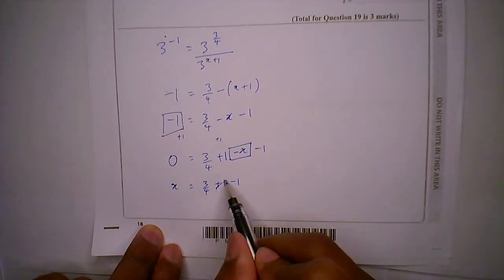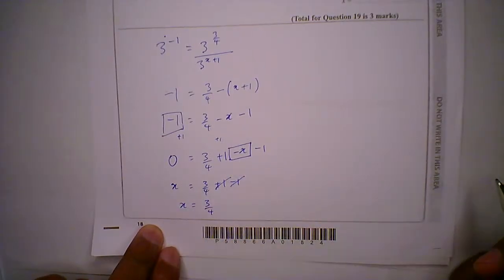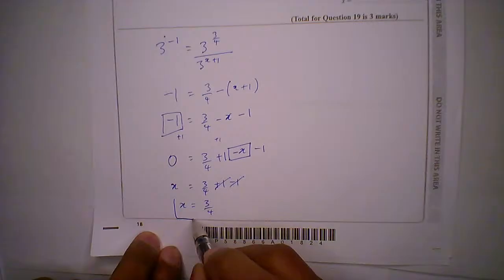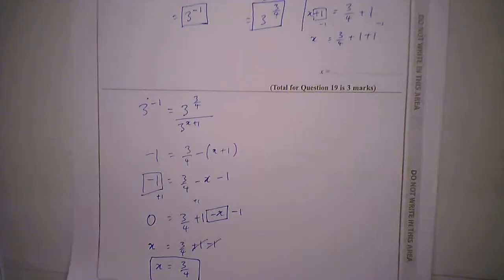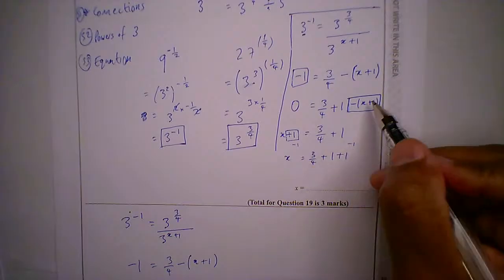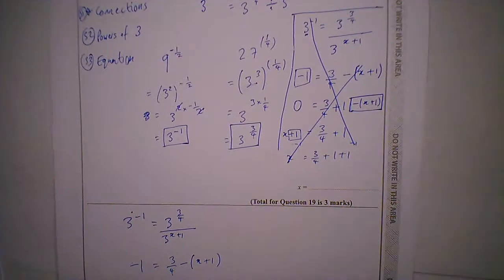And you can see the 1's cancel out. X equals 3 over 4. Okay, so that is my final answer. All right, and so just be careful with this bit here. You can see the negatives and everything has messed it up a little bit for me.